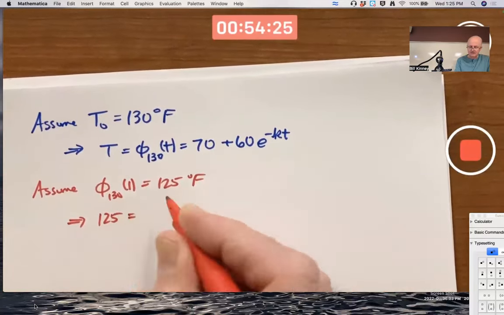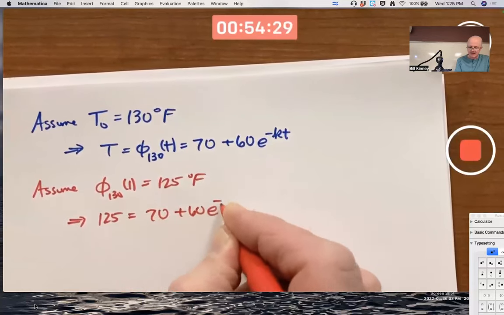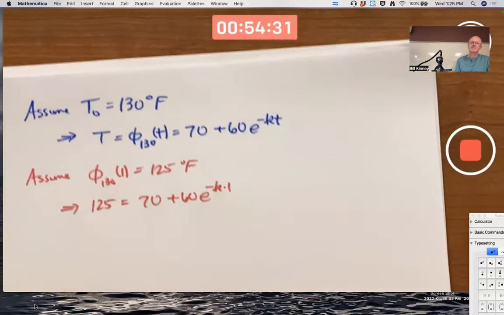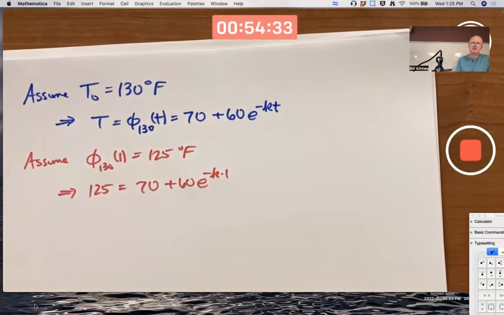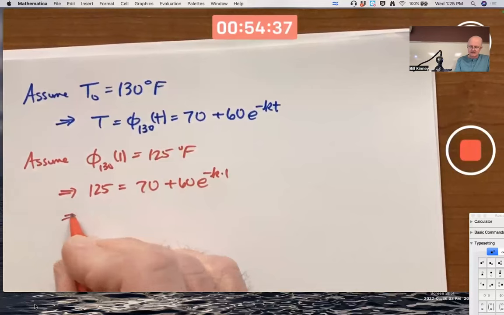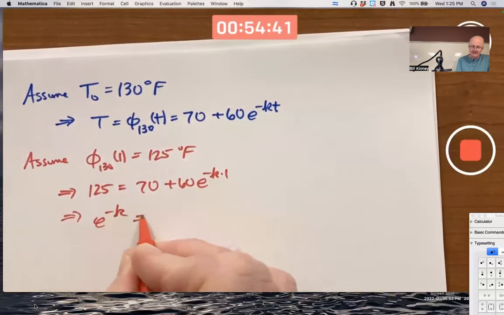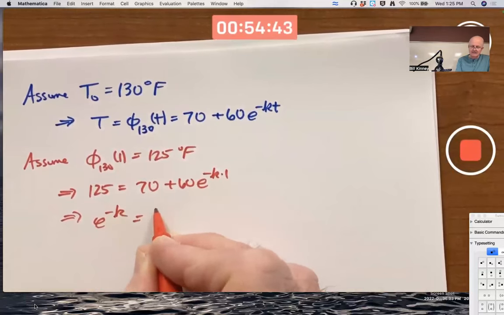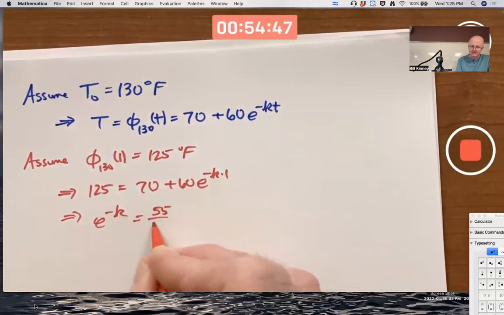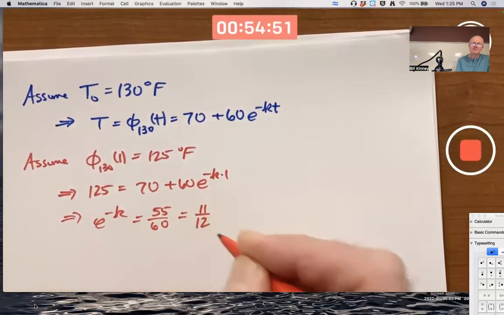125 will equal 70 plus 60 e to the negative k times 1. Replace little t with 1. Solve for k, you're going to need logarithms. You'll have to subtract 70 from both sides and then divide both sides by 60. You'll get e to the negative k is 125 minus 70 is 55. Divide that by 60. That reduces to 11/12.